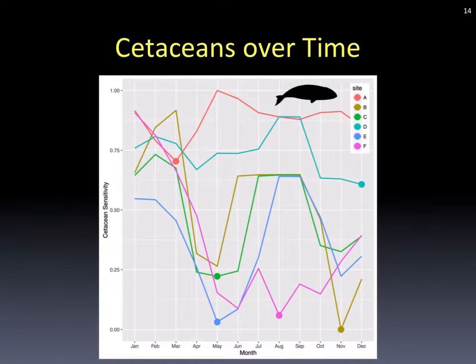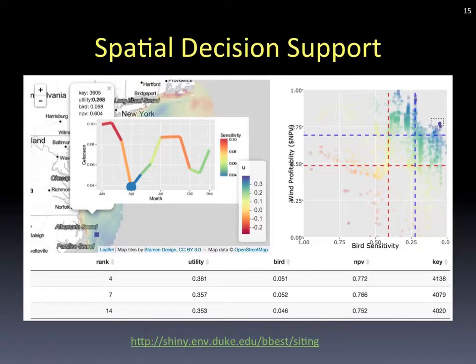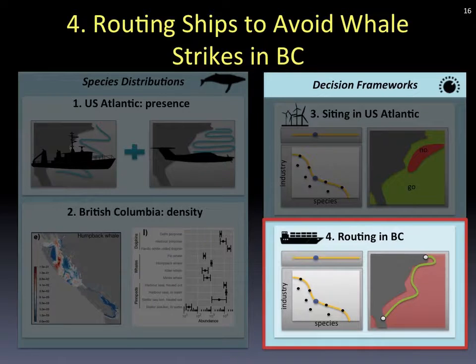Then we can look at those individual sites. Each color is a different site, and cetacean sensitivities are on the y-axis. We want to operate and do potentially harmful things at the minimum, so when cetaceans are least present. And then you can wrap it all up into a nice interactive app that allows you to look at the interactive trade-off. You select sites there, they get highlighted on the map, you click on a pixel, and then you get to see what's happening over time. And so that's siting offshore wind.